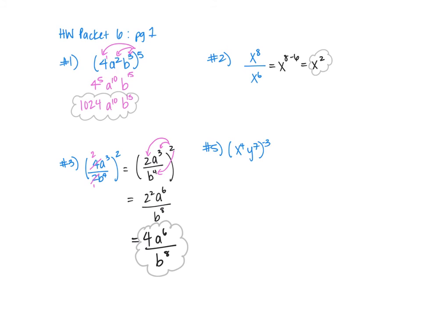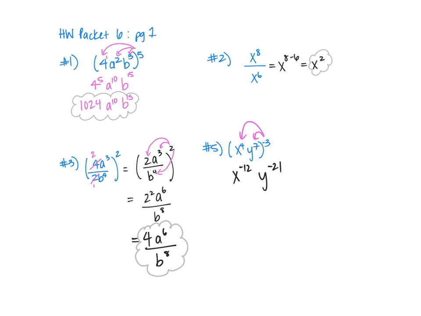All right, in the next one here, number 5, what I notice is I have an x and y inside, so I can't simplify the inside, but I have a negative 3 outside, so I have to distribute that negative 3. So I'm going to go ahead and distribute that inside. So that makes it x to the 4 times negative 3, which is negative 12. Y is now to the 7 times negative 3 power, which is negative 21.